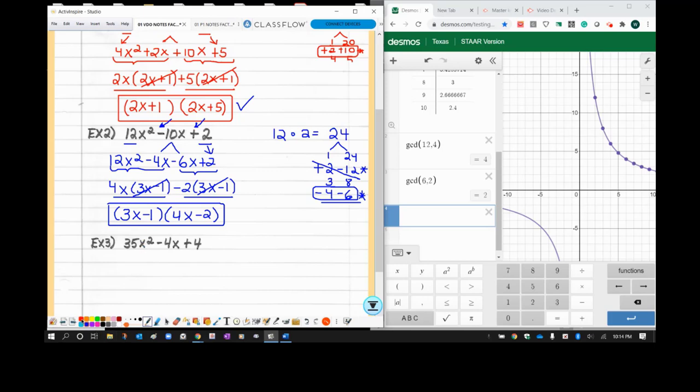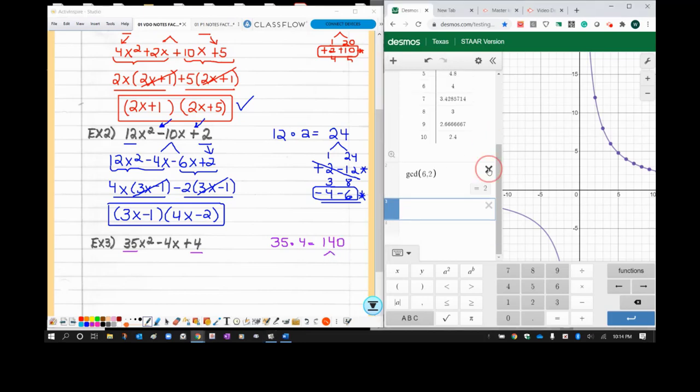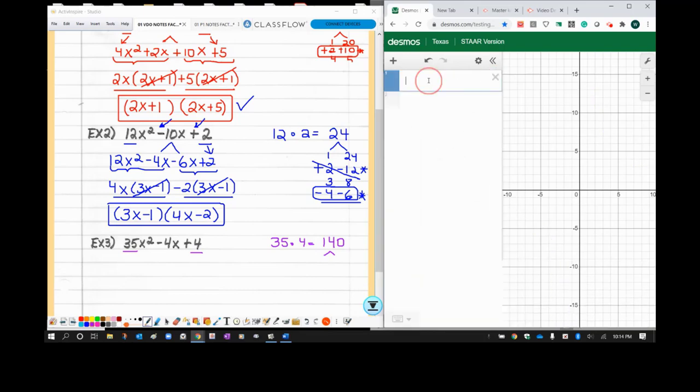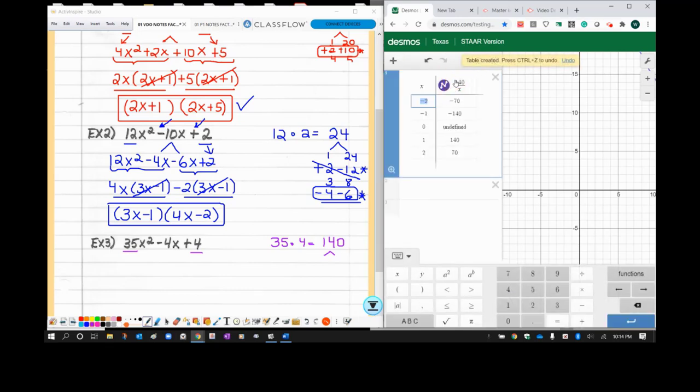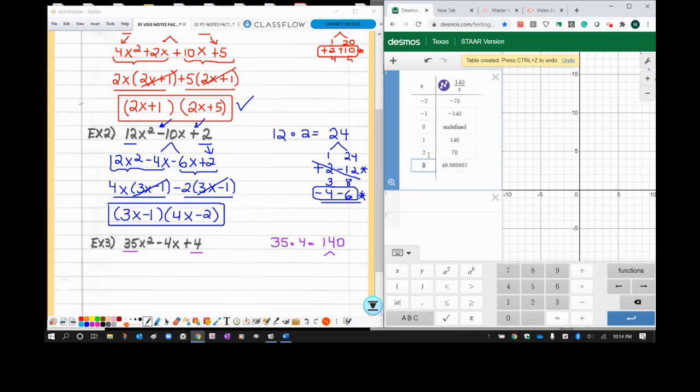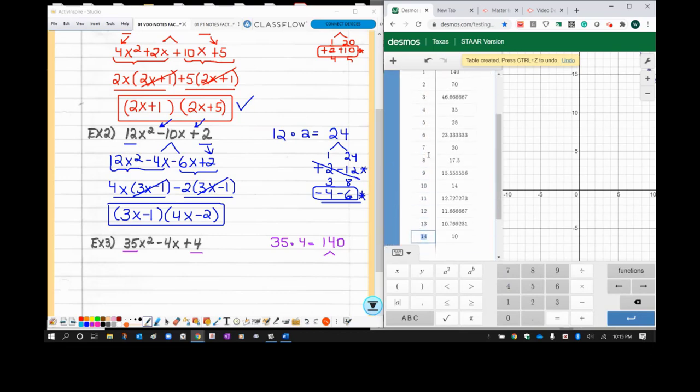All right, let's do the next one. We're going to take the first term, multiply by the third term. So it'll be 35 times 4. 35 times 4 is 140. So now we need to come up with the list. So we come over here and we click right here and press y equals 140 divided by x. And go ahead and press enter.